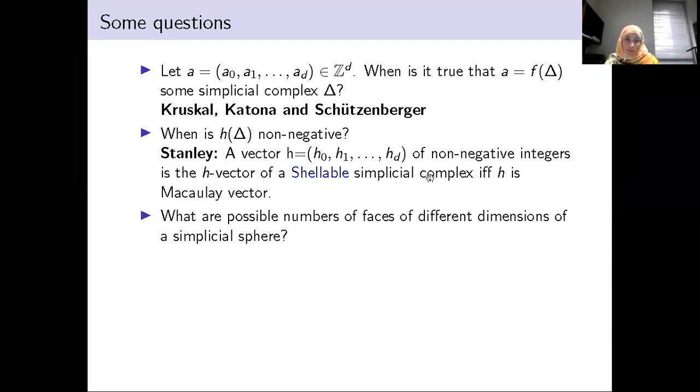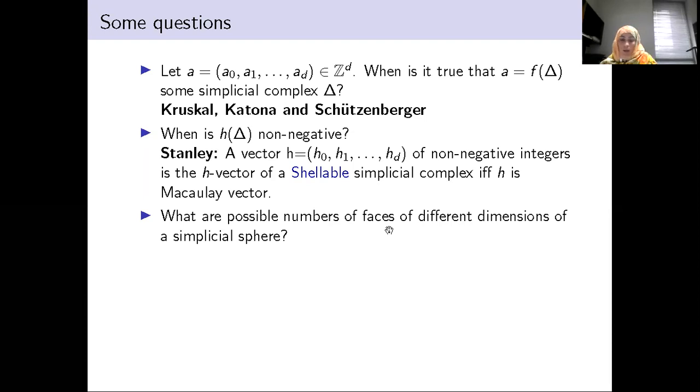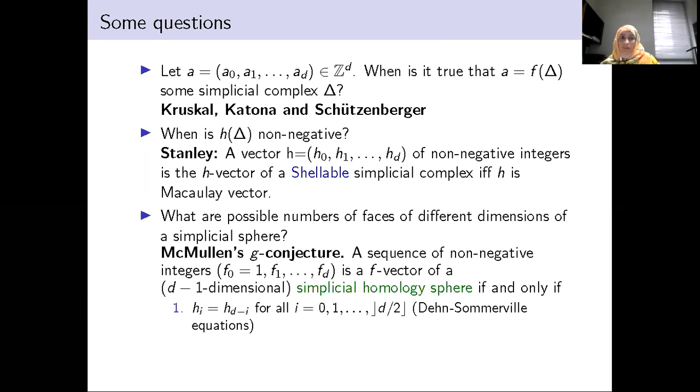This question asks: what are the possible numbers of faces of different dimensions of a simplicial sphere? Here a simplicial sphere is a simplicial complex which is homeomorphic to the sphere. This question was asked by Peter McMullen in 1971: if you consider this simplicial complex, can you count the number of faces of different dimensions? And the answer to this question is the McMullen g-conjecture.